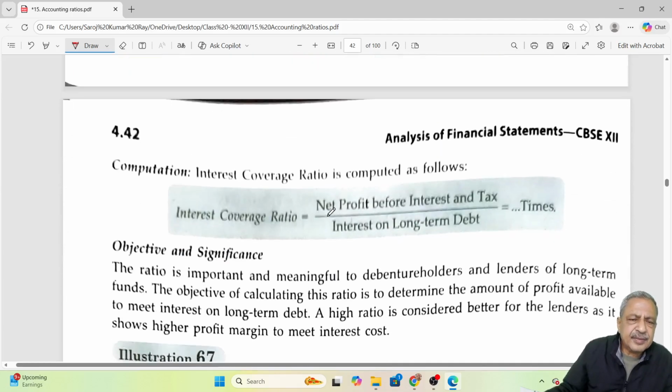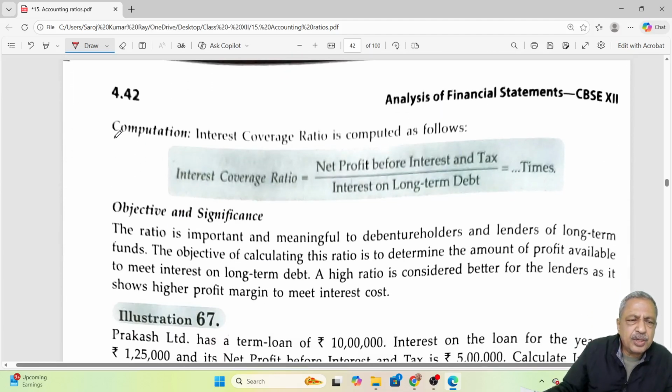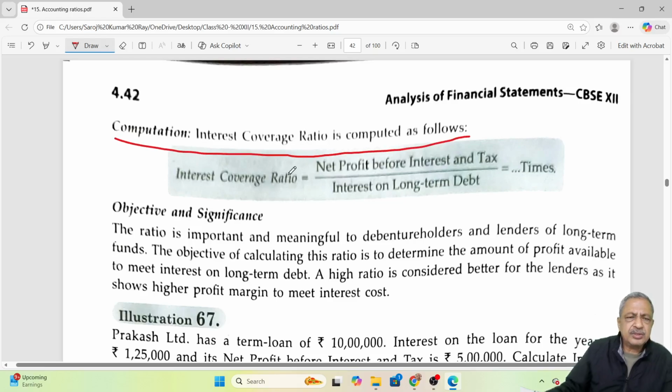देन computation of interest coverage ratio is computed as follows. तो interest coverage ratio is equal to net profit before interest and tax upon interest on long term debt is equal to this much times.